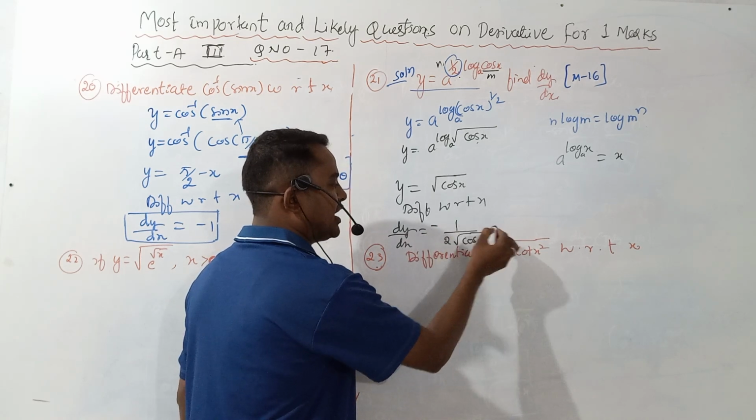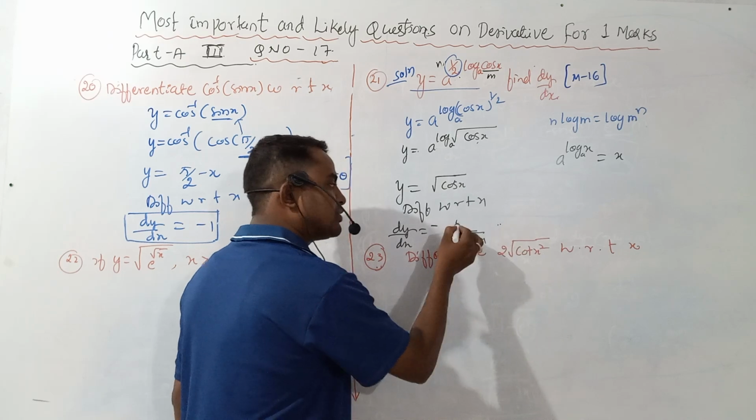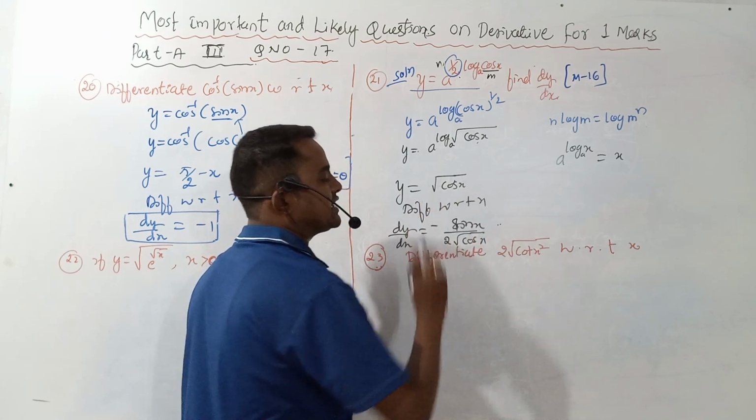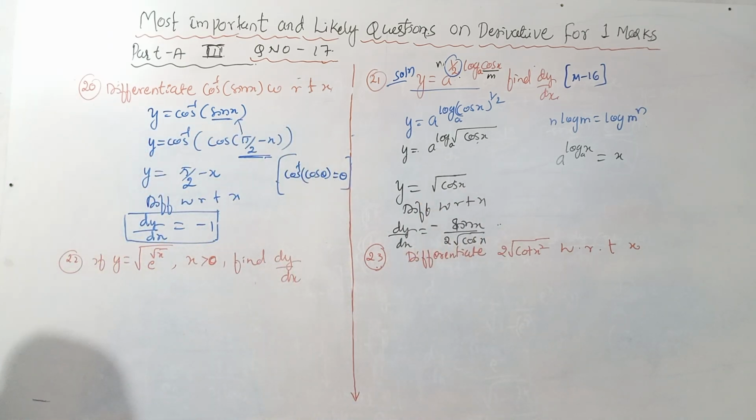That I am writing here only. Sin x we are writing here. 1 into sin is what? Sin x. This is the final answer. Yes. Minus sin x divided by 2 root cos x.